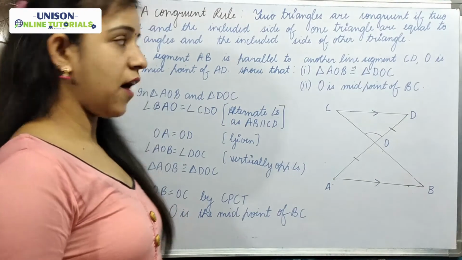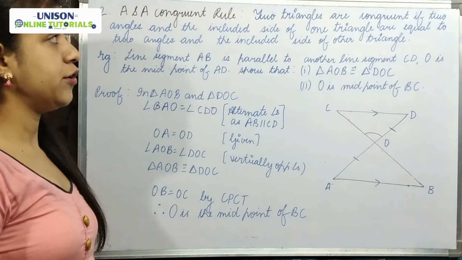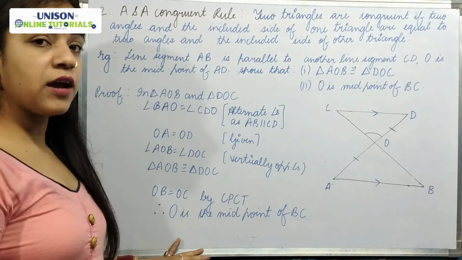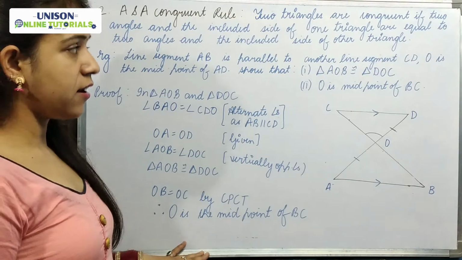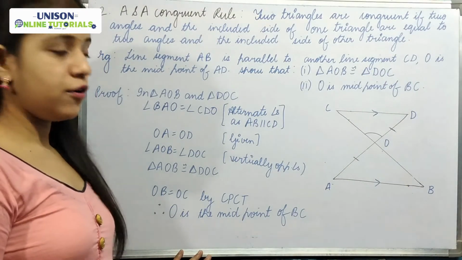Second criteria, that is angle side angle criteria. ASA congruence rule. Two triangles are congruent if two angles and the included side of one triangle are equal to the two angles and the included side of the other triangle.